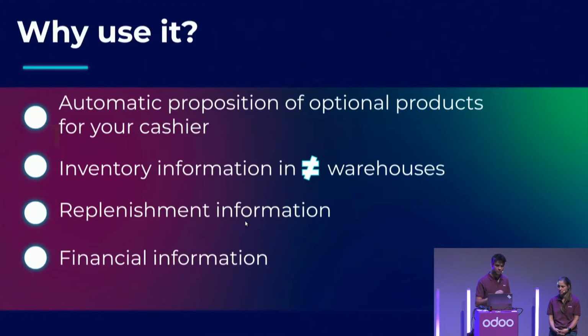So we've seen it. Why can we use it? Just to summarize a bit, we get the automatic proposition of optional products for a cashier to be able to sell to your customers. We get some inventory information in different warehouses, but also replenishment information if you don't have it in stock. It's really useful. And finally, what we have is some financial information that can be useful for you, but also for your customer.